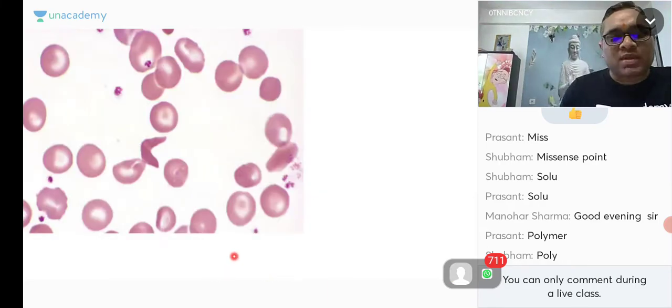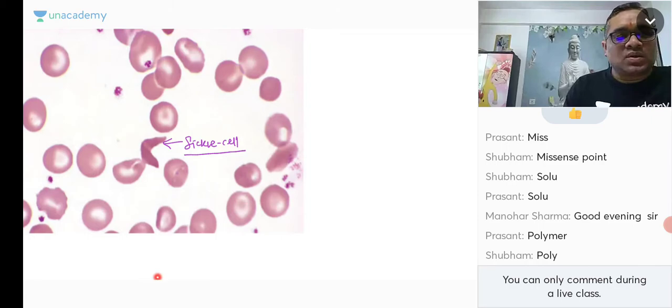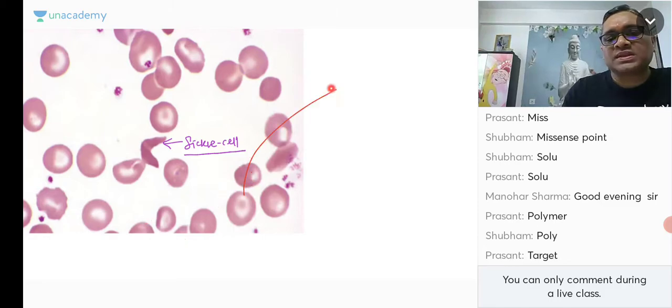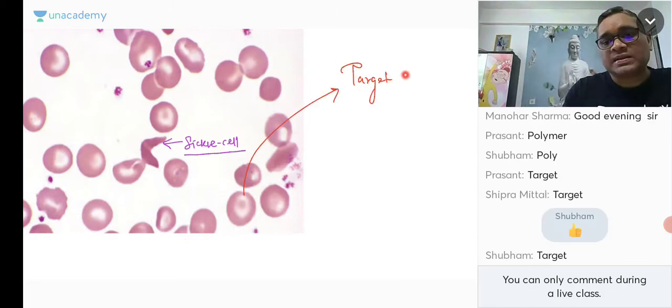Now come to this picture. This is a peripheral smear where you can see these are the sickle cells. Can you see both the sickle or crescentic shaped cells, the sickle cells or drepanocytes, are visible. Now I want to draw your attention to this cell. Can you see this? What is this cell which I marked here? Very good, this is called a target cell.